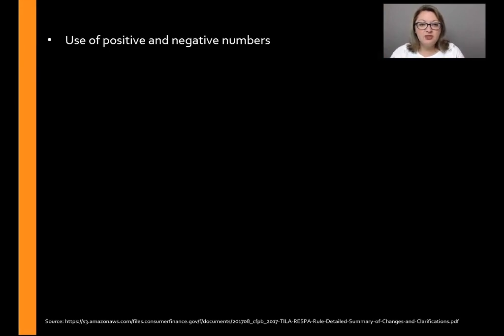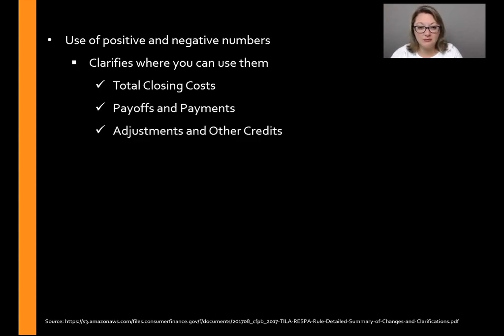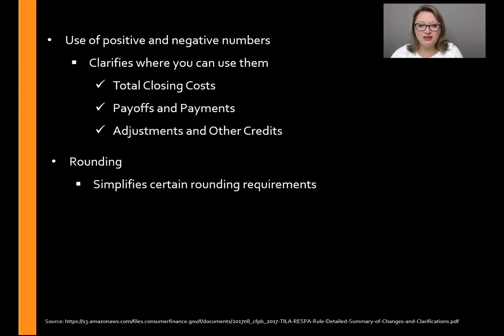So when it comes to the use of positive and negative numbers, they're just giving more clarification around where you can use those. So how they want you to do the rounding or the negative and the positive numbers, you can do that in the total closing costs section still, and the payoffs and payments, as well as adjustments and other credits. They also give updates for rounding, so they're just simplifying certain rounding requirements. What percent to round to, what percentage to use, and what percent to round to the 3 decimal places.